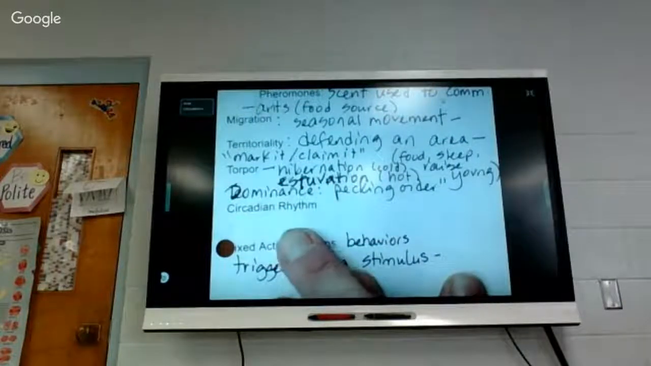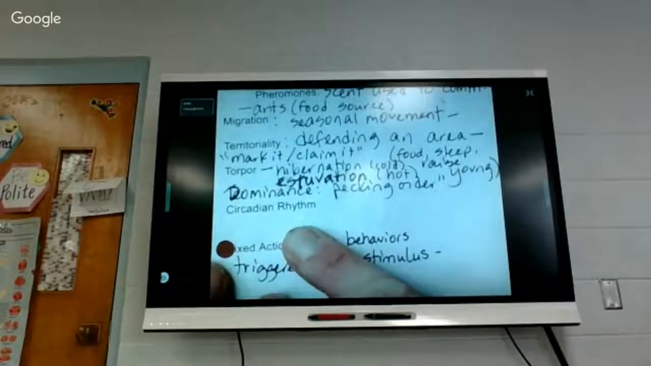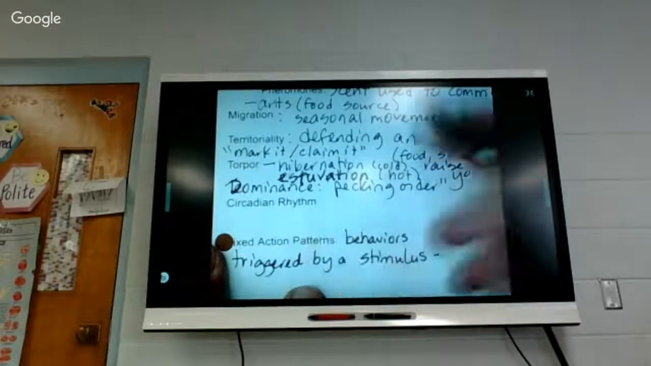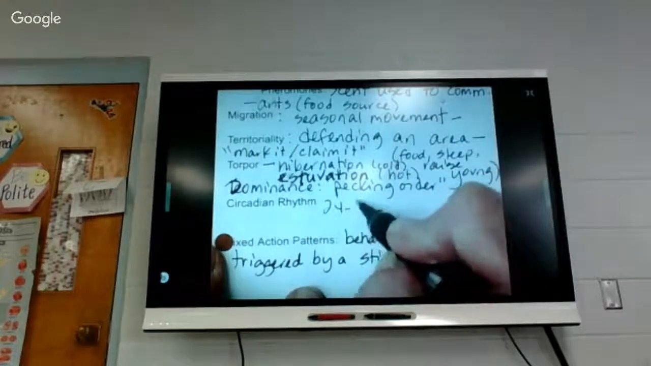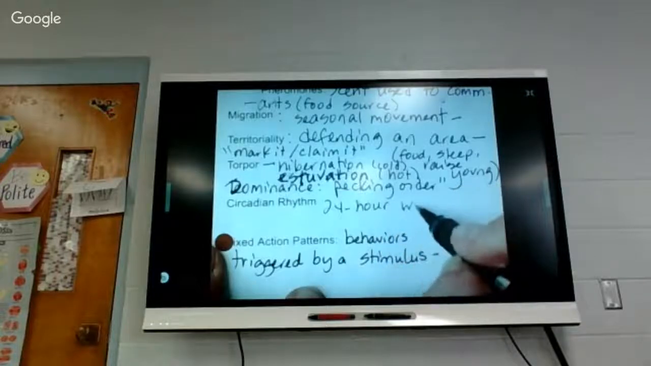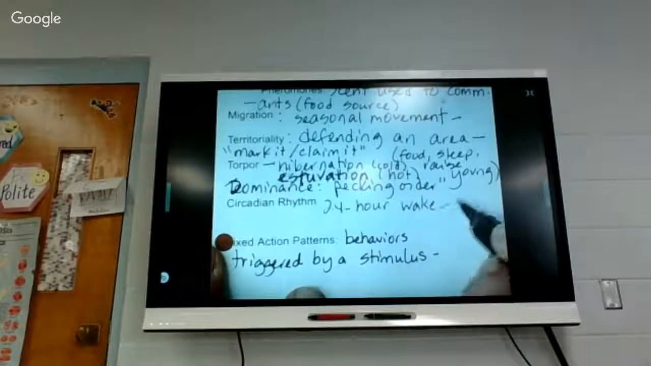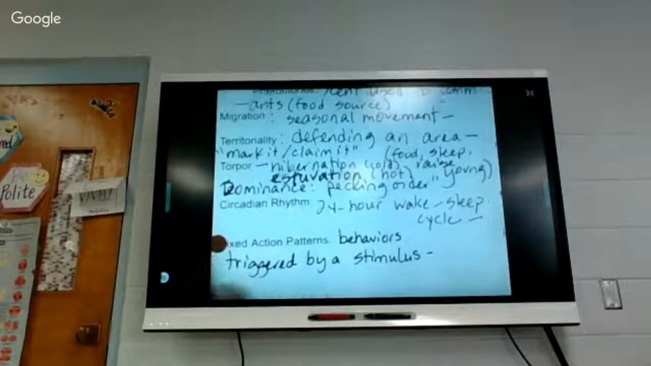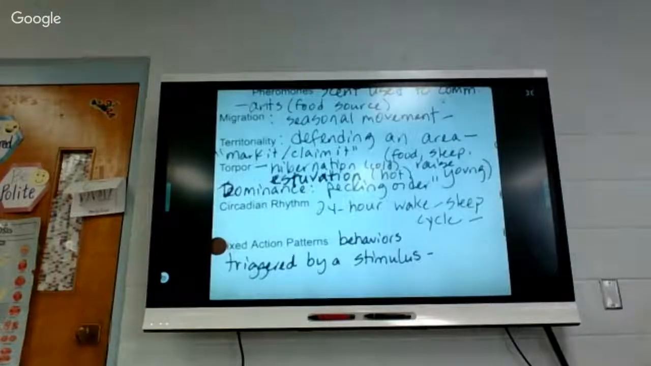And then the last one we have here is circadian rhythm. Everybody in here has a circadian rhythm. And this is your 24-hour wake, sleep cycle. This is when you get hungry during the day. It's when you wake up. It's when you go to bed.